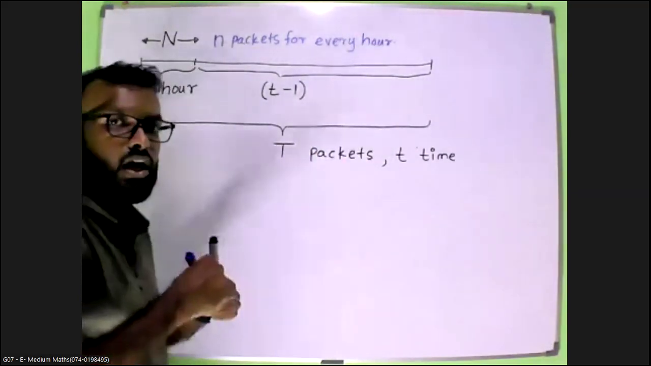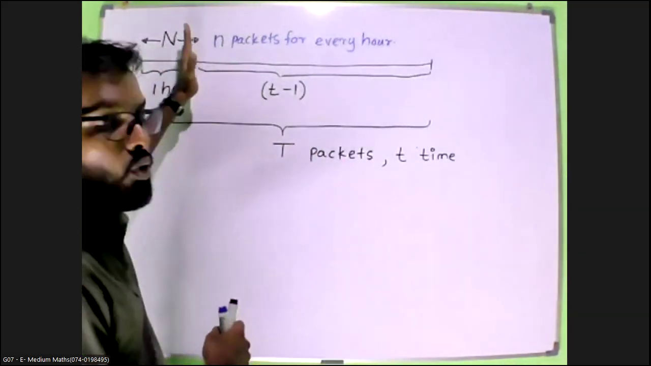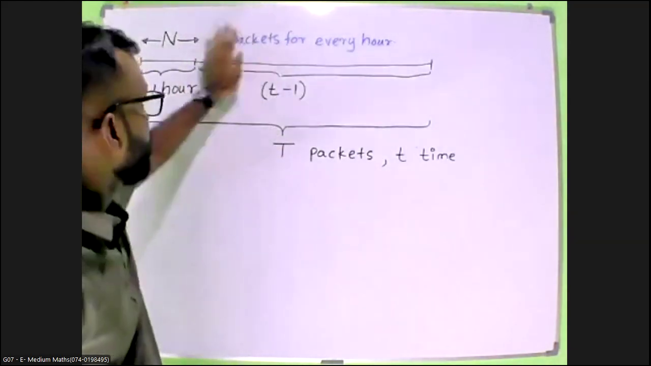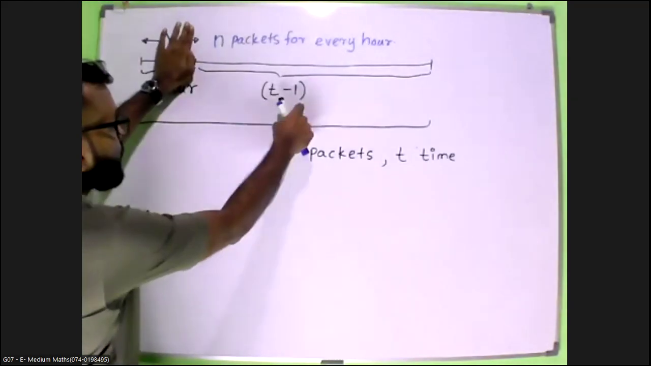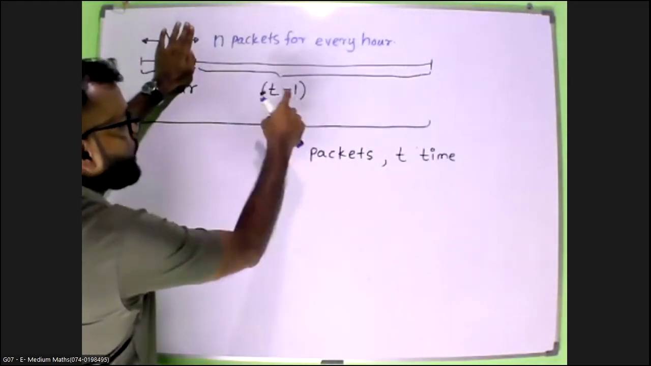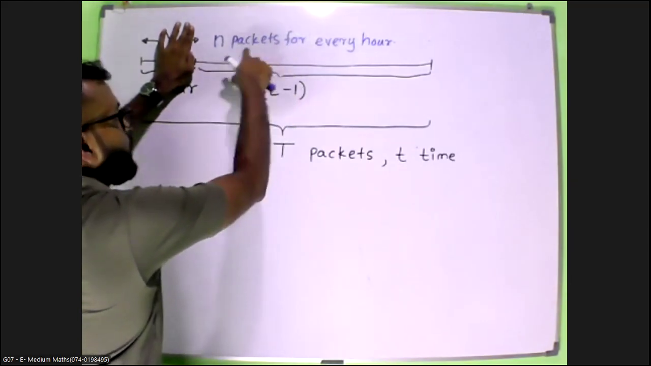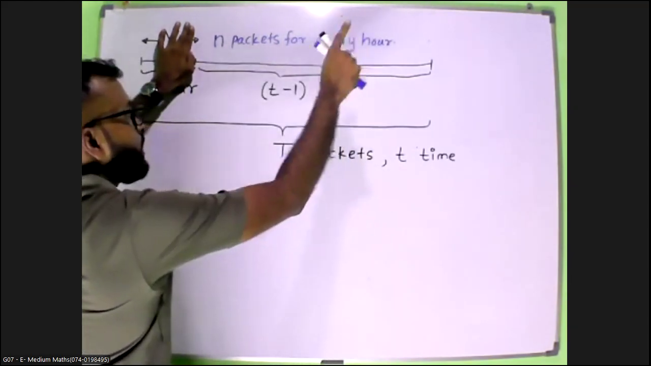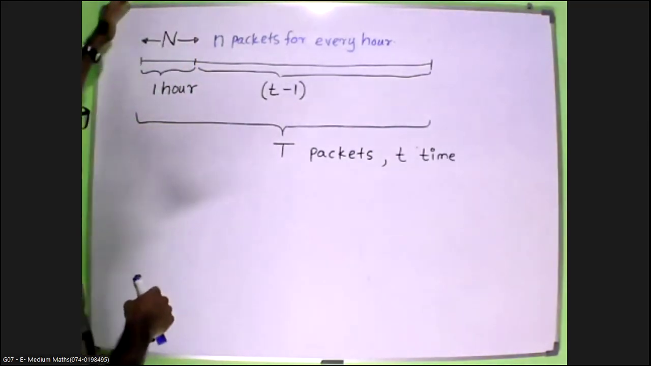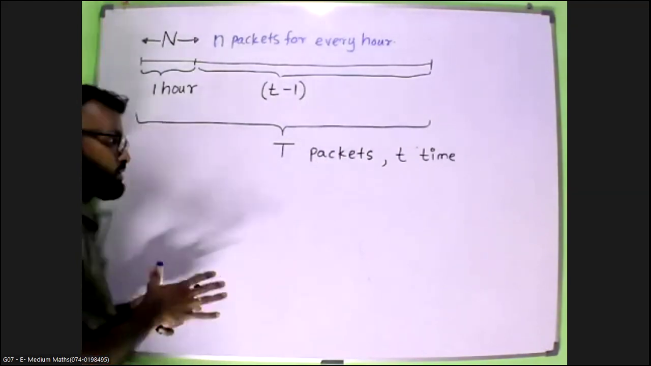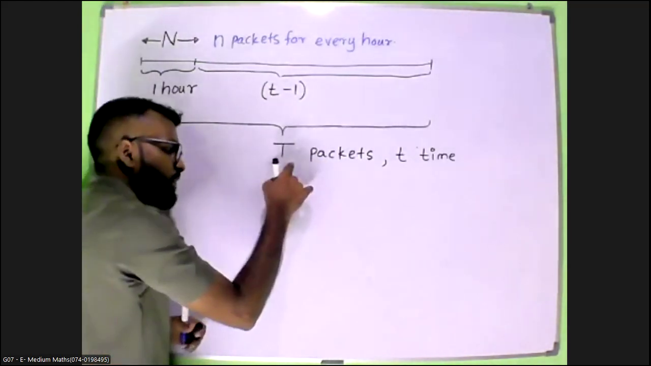So how many hours are remaining? If you remove the first hour, how many hours are remaining? So T minus 1 hours are remaining, right? Each and every hour, they are producing N packets, right? N packets for every 1 hour, right? So this is your first hour. So I can write the total number of packets, right? That means T, right?